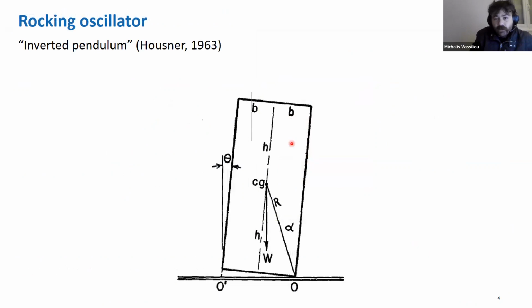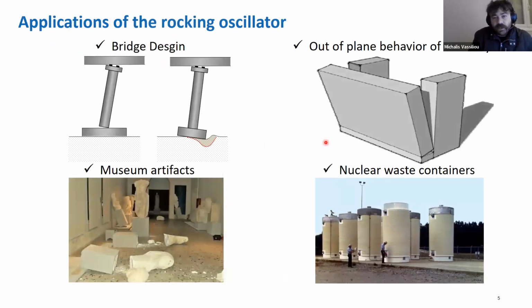So that's the rocking oscillator. It was first studied by Housner in 1963, and this is where I got this figure from. This is why it looks a bit old. At that time, Housner observed that after the 1960 Chilean earthquakes, some tall water tanks that seemed unstable behaved better than structures fixed to the ground. And this is when it all started about studying this sort of oscillators.